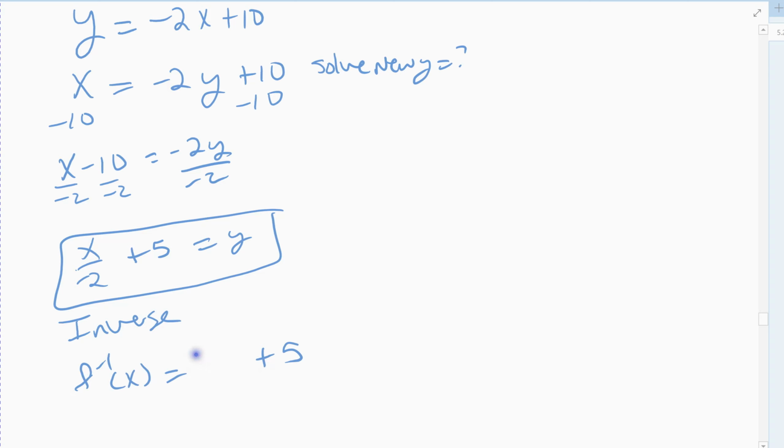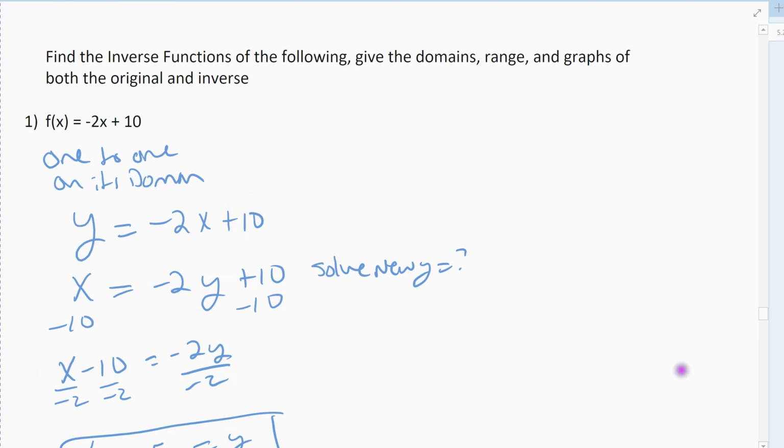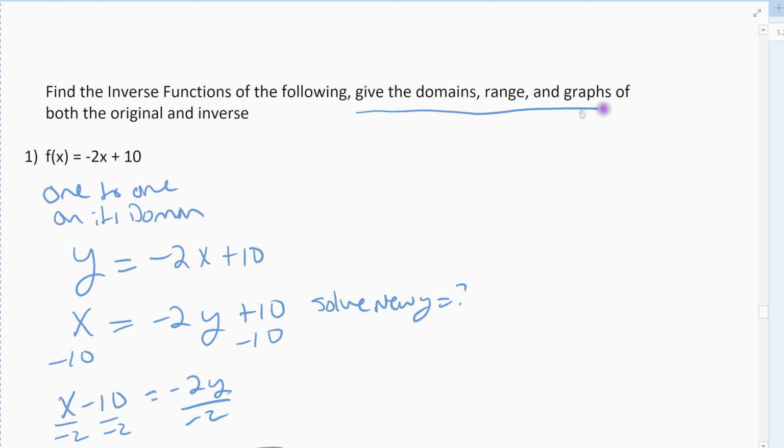So I actually prefer the negative 1/2 x, because it's a line, it's just easier to graph in that case. Alright, so there's its inverse. Now I'm going to graph it. So remember, the problem asks us to give the domain, range, and graph it. And you can use your graphing calculator.